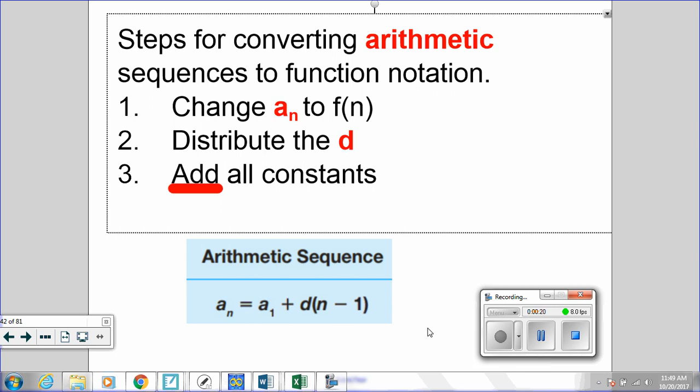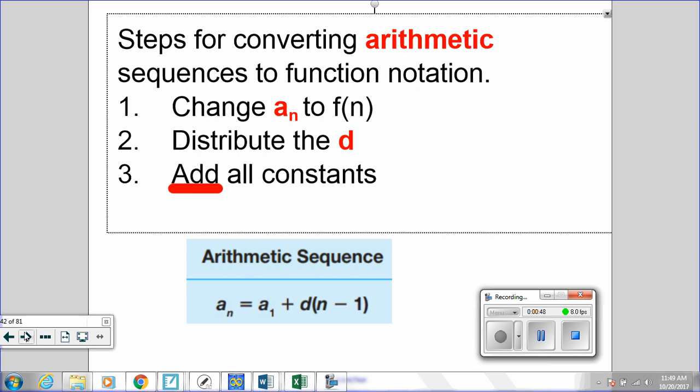Now, here are your steps for converting an arithmetic sequence to function notation. The first thing you want to do is change the a sub n to f of n. You want to distribute the d, and then you want to add all constants. And the constants will be your numbers that don't have the variables in them.